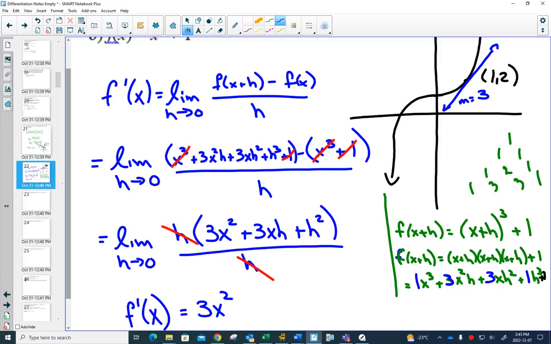What about at 0? What's the slope of the tangent there? Plug in 0. That one would be completely flat. Our tangent slope would be 0.